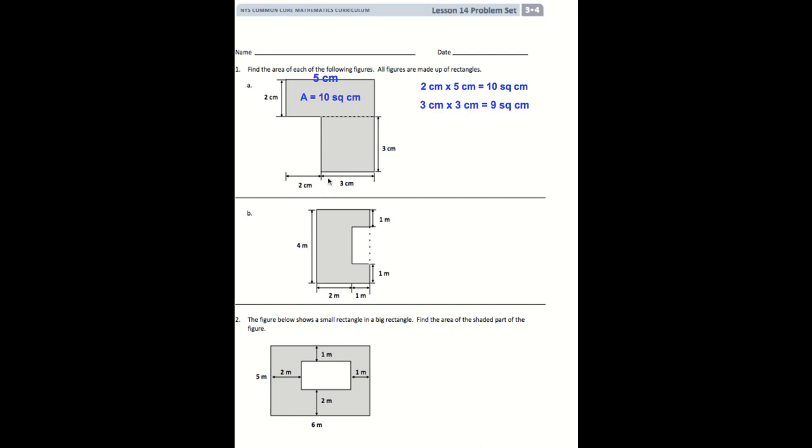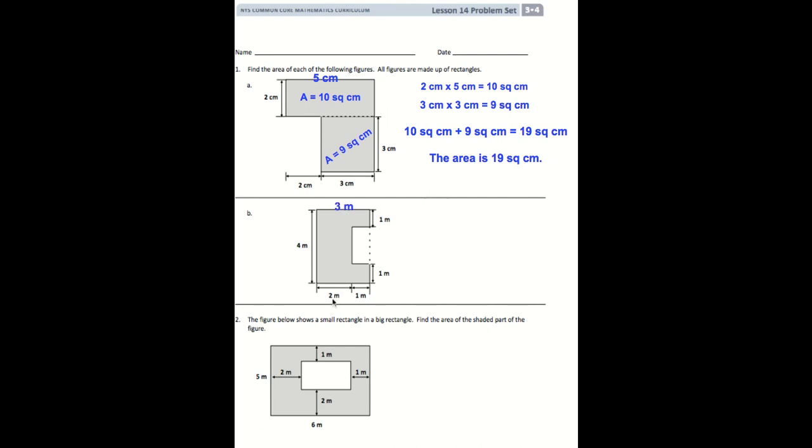So your next one is you have 3 centimeters and 3 centimeters. So to find the area of this one, it would be 3 centimeters times 3 centimeters, which equals 9 square centimeters. So now we're going to go down to B. Oh, sorry. We're supposed to find the whole area. My bad. So now we have to add these together. 10 square centimeters plus 9 square centimeters equals 19 square centimeters. So the area of this whole shape is 19 square centimeters. Now we're going to go down to B.